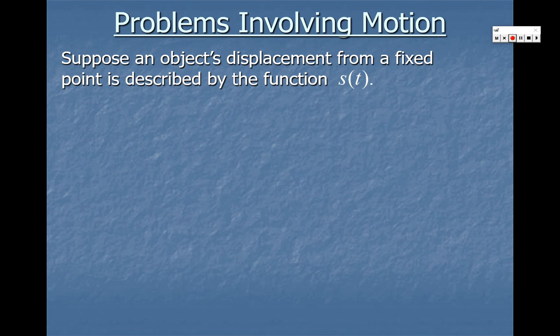We'll play it as a PowerPoint. Problems involving motion. Suppose an object's displacement from a fixed point is described by the function s(t). So this tells you how far along you're moving. That is, s(t) tells you how far from a certain point you are. And you get to choose the point in these questions, and you physics people know all about this. You get to choose what's positive, what's negative, what's zero in a particular question.